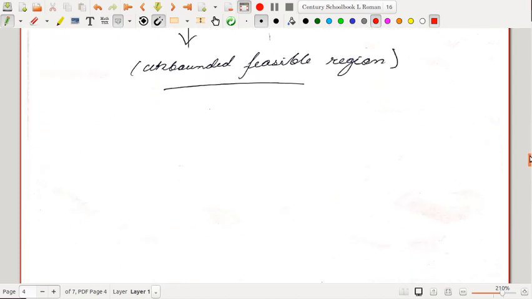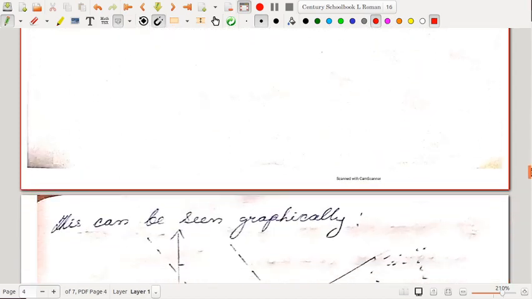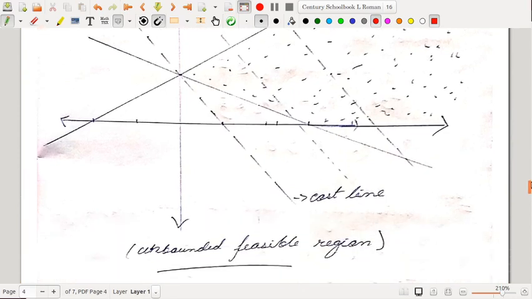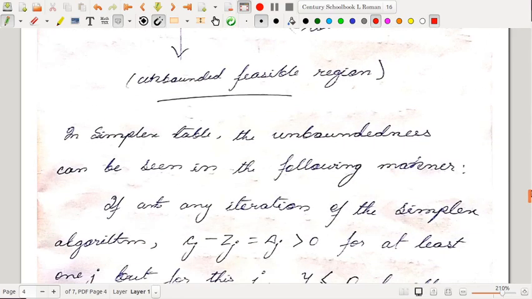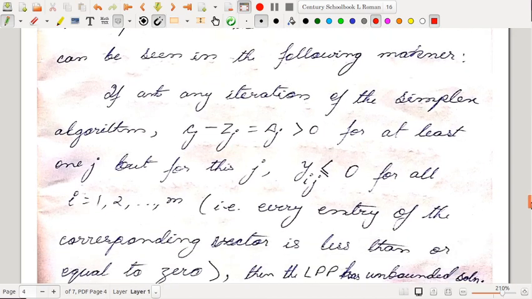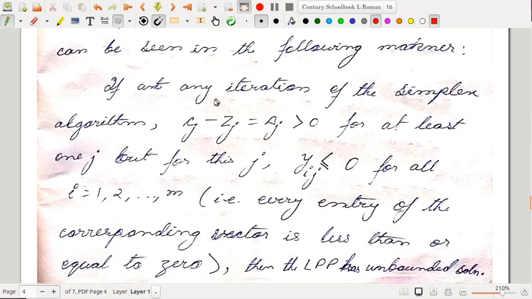So how to study the unboundedness in case of simplex method? In the simplex table, under what situation can we conclude that the solution is unbounded? In the simplex table, the unboundedness can be seen in the following manner. If at any iteration of the simplex algorithm Cj minus Zj, that is delta j, is greater than 0, what is the next step?